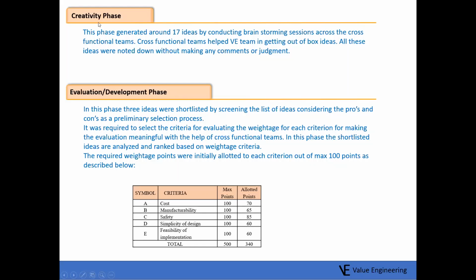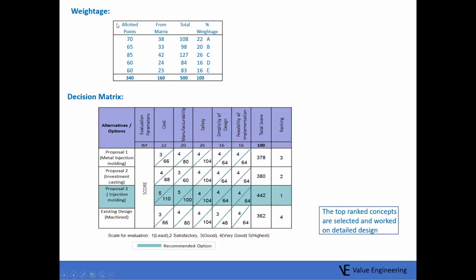Yeah. And this is the weightage allocated points like 70, 65, 85, 60, 60 we allocated from the matrix. So now we made the decision matrix here. And from 17 ideas, we came down to 3 ideas for the decision matrix. One is metal injection molding.